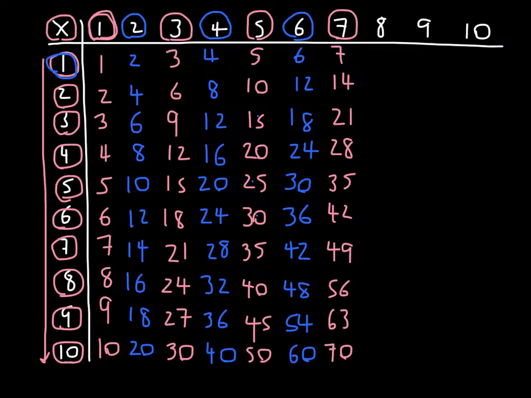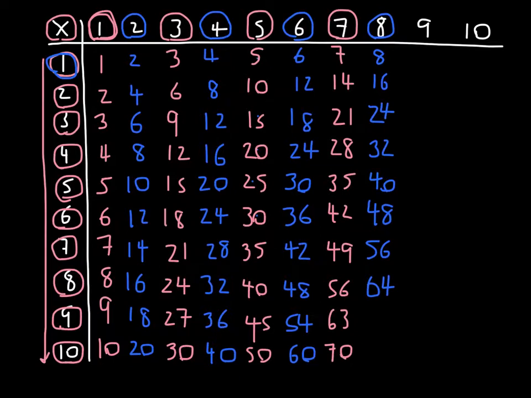On to the 8 times tables. 1 times 8 is 8. 2 times 8 is 16. 3 times 8 is 24. 4 times 8 is 32. 5 times 8 is 40. 6 times 8 is 48. 7 times 8 is 56. 8 times 8 is 64. 9 times 8 is 72. And 10 times 8 is 80.